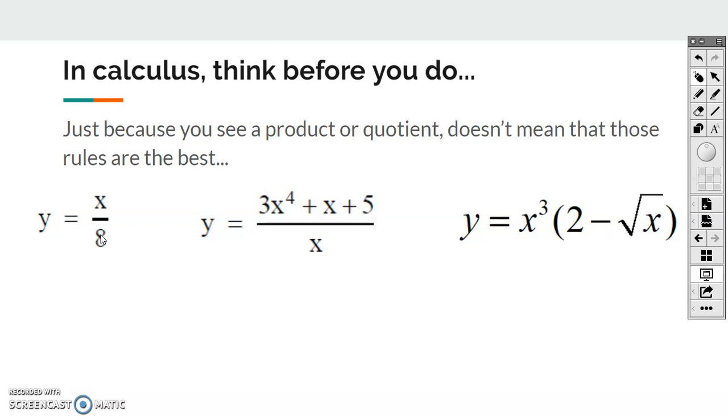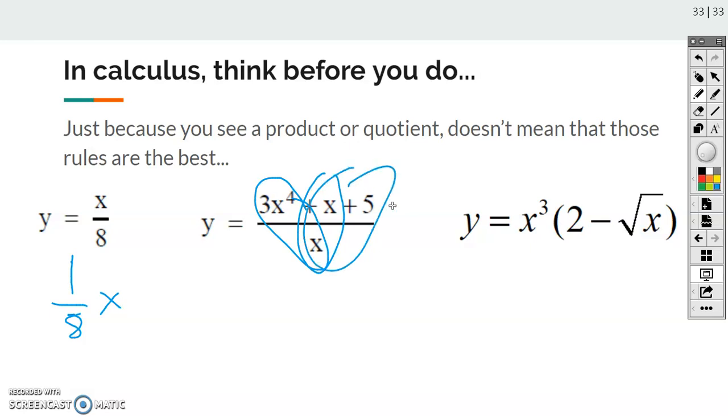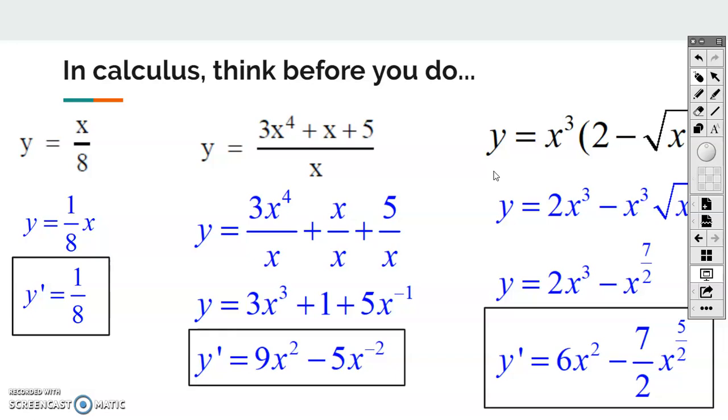This first one, you do not want to use the quotient rule. Write it as 1/8 times x, and then just take the derivative. Here, since I have one term on the bottom, I can make it 3 separate fractions, simplify each one, and take the derivative. While I could use the product rule, it's much easier to just multiply. Keep in mind that the square root of x is x to the 1/2. So x to the third times x to the 1/2 would be x to the 3.5, which is 7/2. And again, you can see these all worked out here.